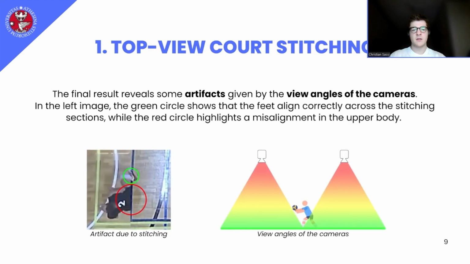The final result shows artifacts due to camera angles. The green circle in the left image highlights correct foot alignment, while the red circle shows misalignment in the upper body. This is due to the view angle of the cameras.